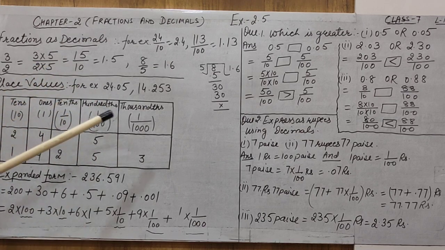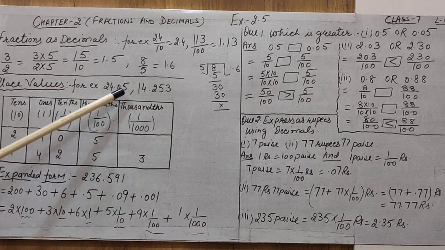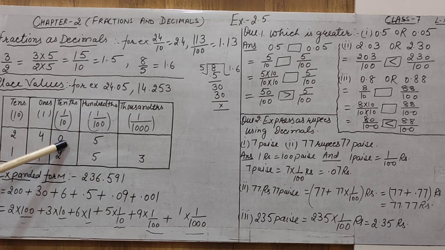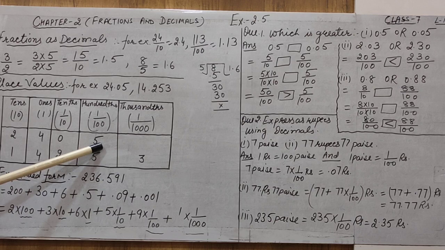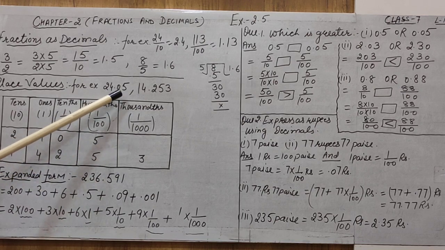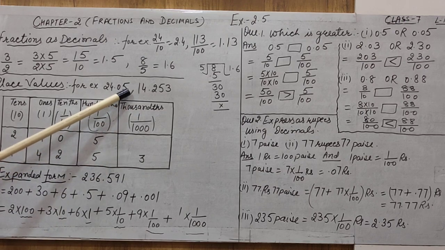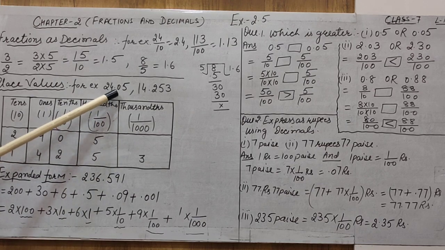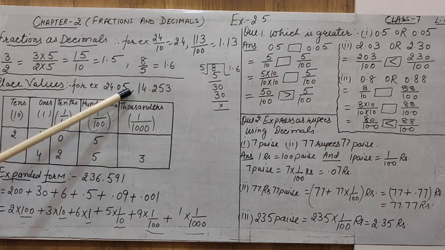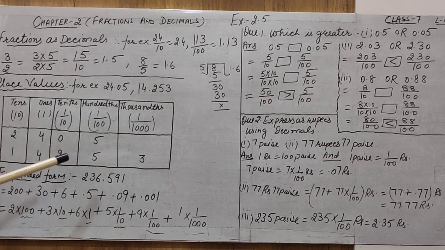Alright, in a similar way, 0 is at the tenths place. And 5 is at the hundredths place, because 0 is multiplied with 1 upon 10, or if we convert 0 into fractional form, we get 0 by 10. Next is 5. 5 is at the hundredths place, because after the decimal it is at the second place.